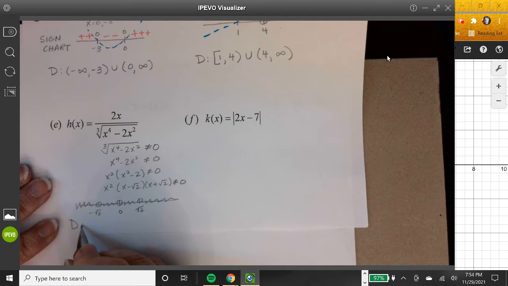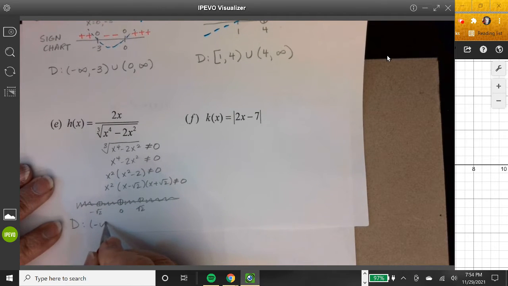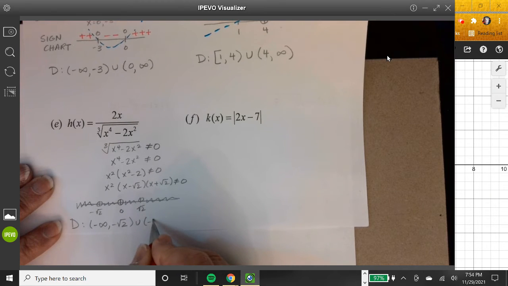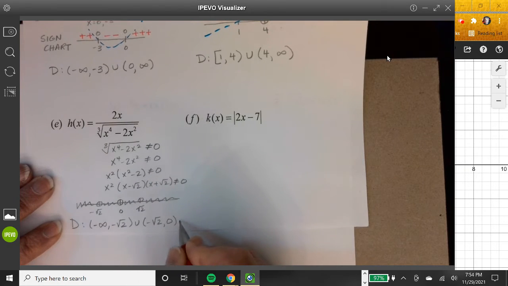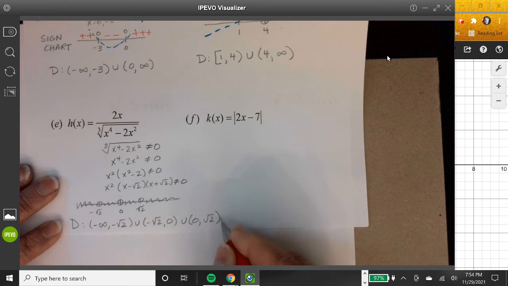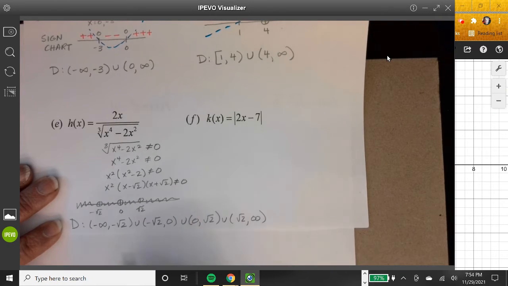So the domain on this one is going to be negative infinity to negative root 2 in union with negative root 2 to 0 in union with 0 to root 2 in union with root 2 to infinity. I'm sorry, because we're hopping over all of these three zeros, right? Because this is open at negative root 2, open at 0, and open at root 2.